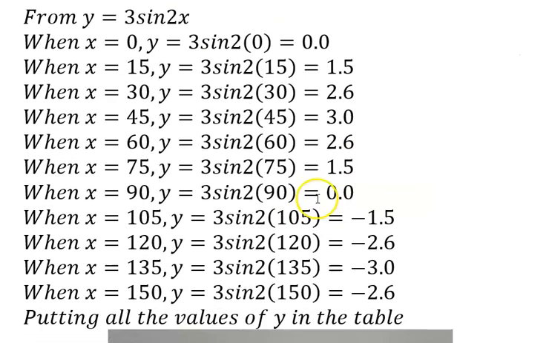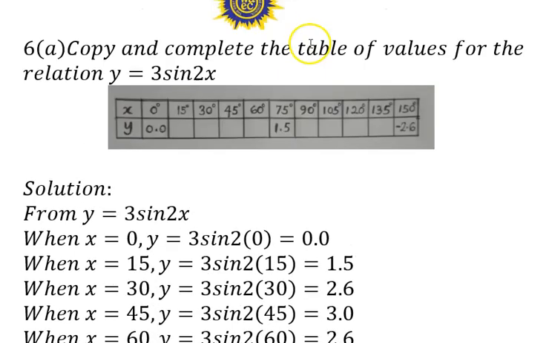Now look at it here. We have y equals 3 sine 2x. So when x is 0, we put x here. We solve 3 sine 2 into 0, it will give us 0. That's the reason why we have 0 here. Now the next one, when x is 15, that's what we have here. Y is 3 sine 2, 15. You multiply this and you punch your calculator, you get 1.5.